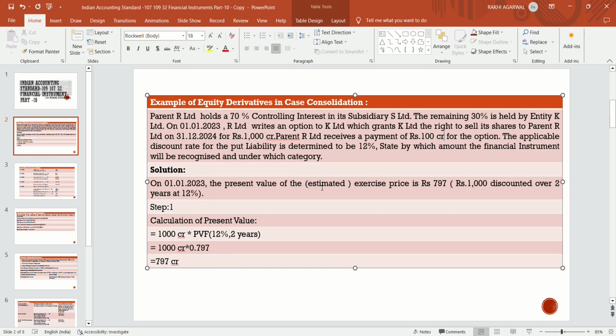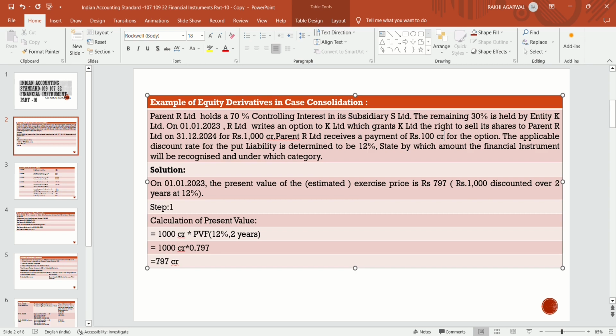So in order to recognize the liability which is to be paid after 2 years, it is to be recognized today at present value. So we have to calculate the present value of the amount, that is 1000 crores, at the rate of 12% for 2 years. So it becomes 797 crores. 797 crores is the present value of the amount which is to be paid after 2 years as rupees 1000 crores. So we have to make that calculation, in order to recognize the obligation to pay cash if K Limited exercises the option.